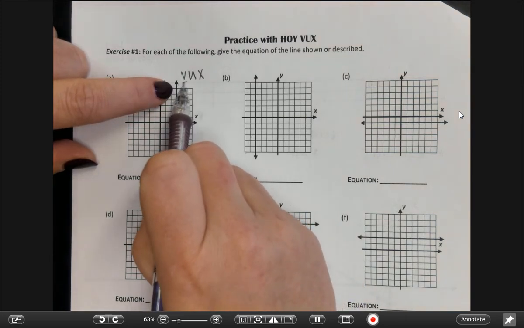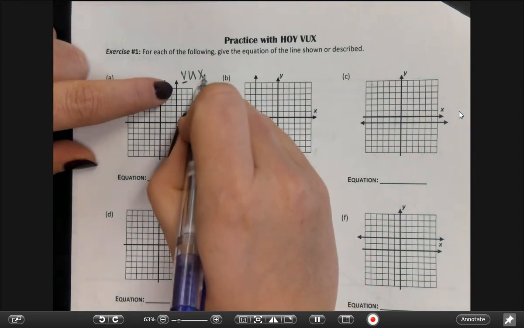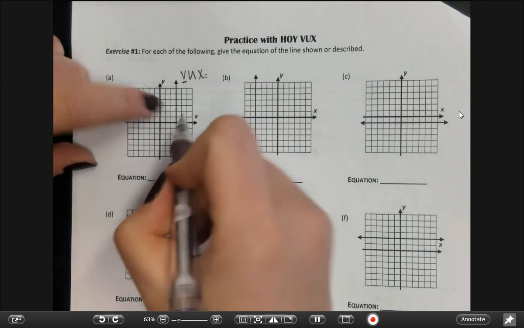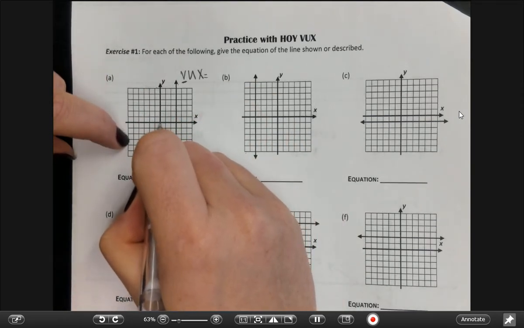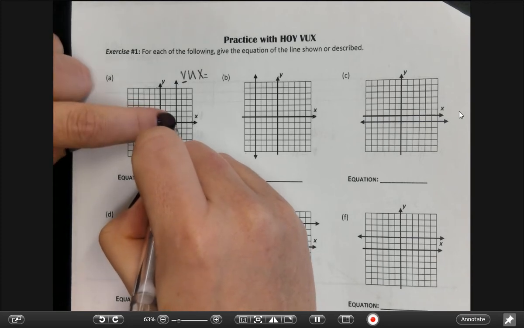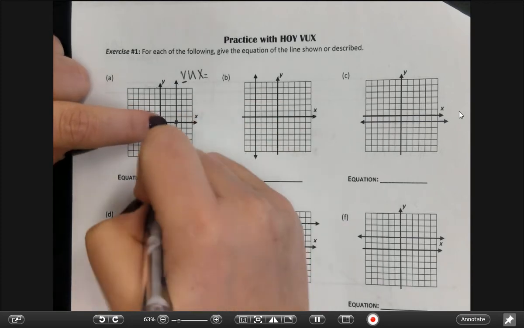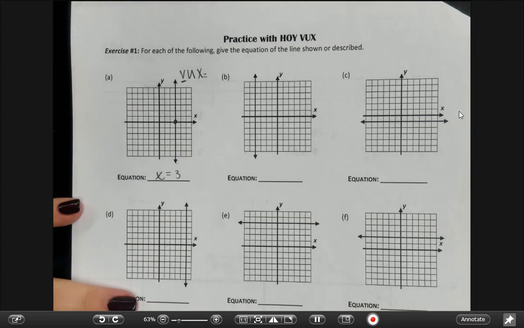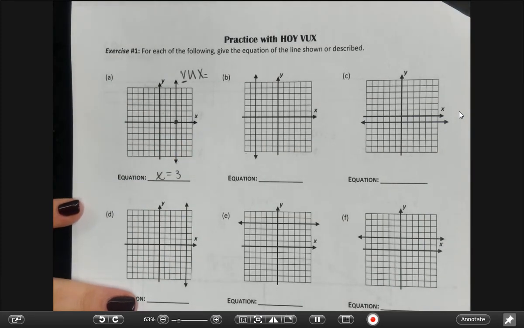Since this is a vertical line, I know it's x equals whatever x value is right here. So I have a vertical line at x equals 1, 2, 3. The x is 3, so that means x equals 3 is the equation of this line. What about the next one?